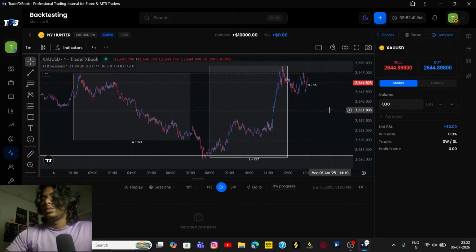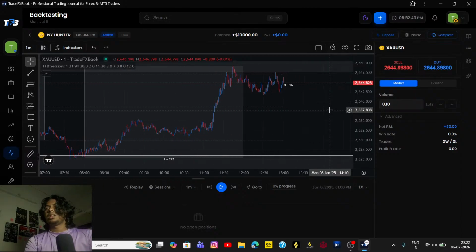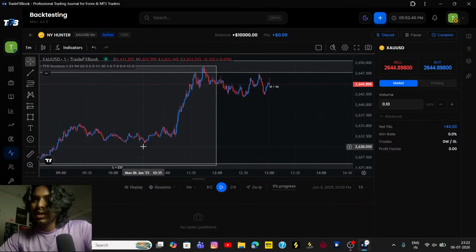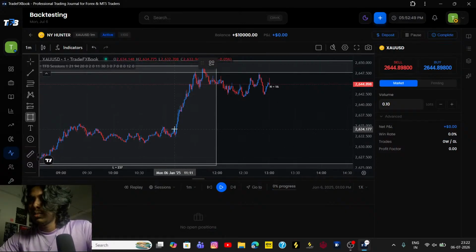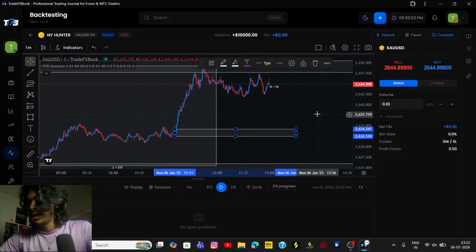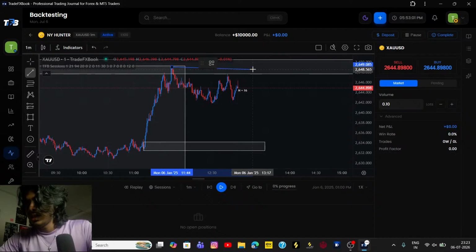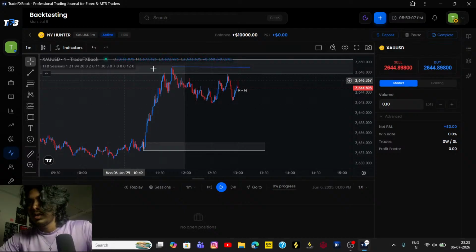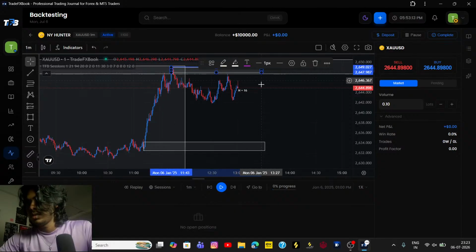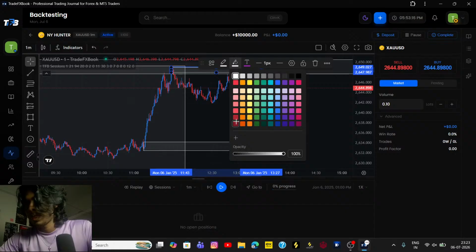Okay. So what I am planning is simple. There are two scenarios. If the market comes first here, I'll buy from this level. If the market doesn't come here, or if the market taps this level, this zone, takes this liquidity out, I'll try to sell. This is my zone here. This will be my zone. Okay, I have fixed the zone here.